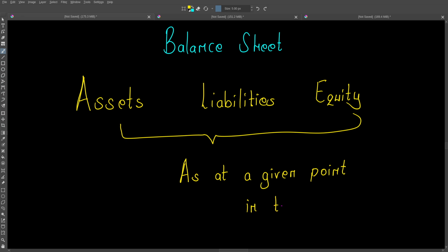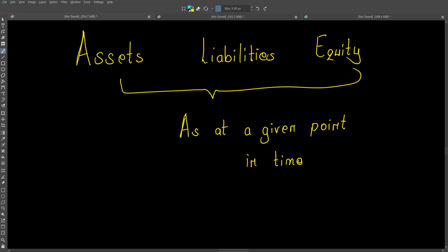What do we mean by this? We are saying, for example, in a business, you are looking at the period ended 31st December 2025. The balance sheet is going to show us, as at that day, the 31st December 2025, what the assets balance is, what the liabilities balance is, and the equity balance as at 31st December 2025.